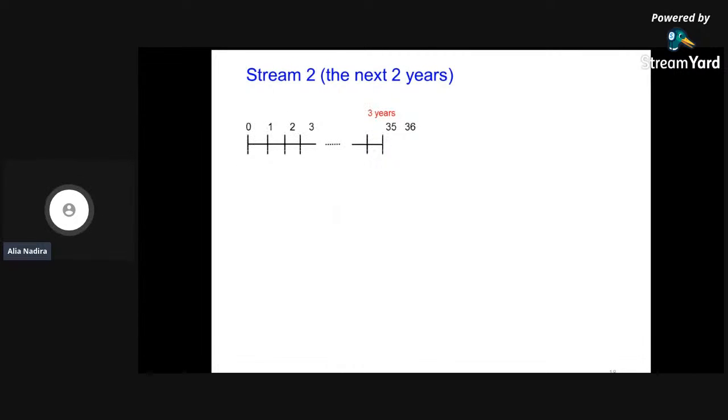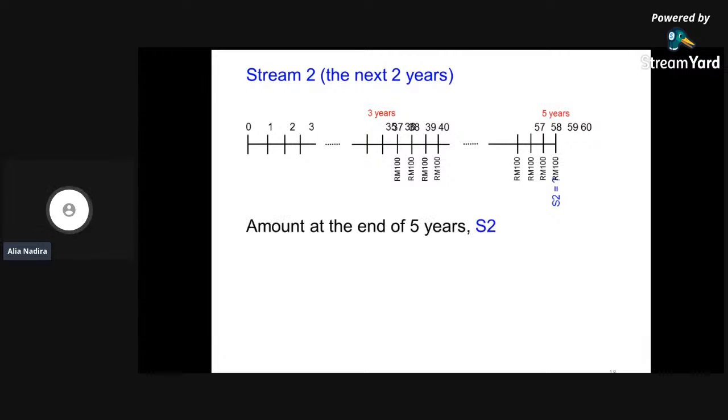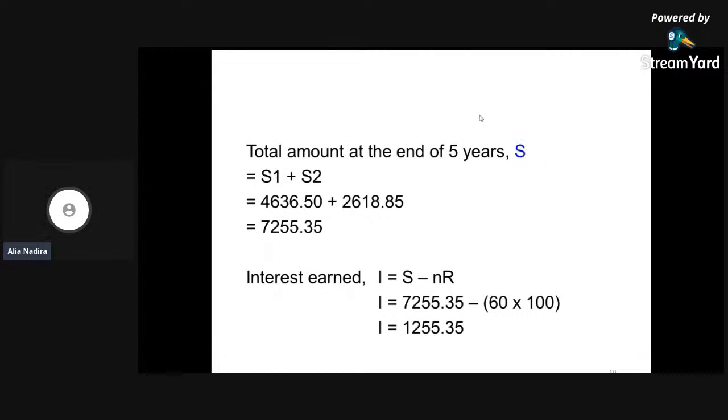The second one is the next 2 years. After 3 years, she puts in another 100 ringgit, but with a different rate, a different i. So you have to calculate. 100 ringgit, but here the i has changed, the percentage is different. So you get this amount by year 5. So the amount at the end of 5 years is you add whatever amount you have in S1 and S2.